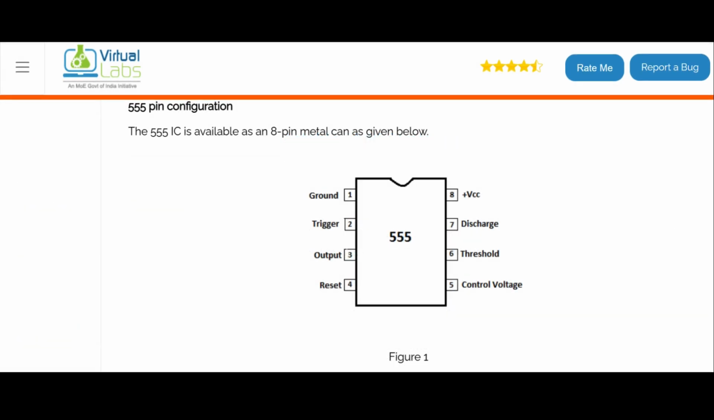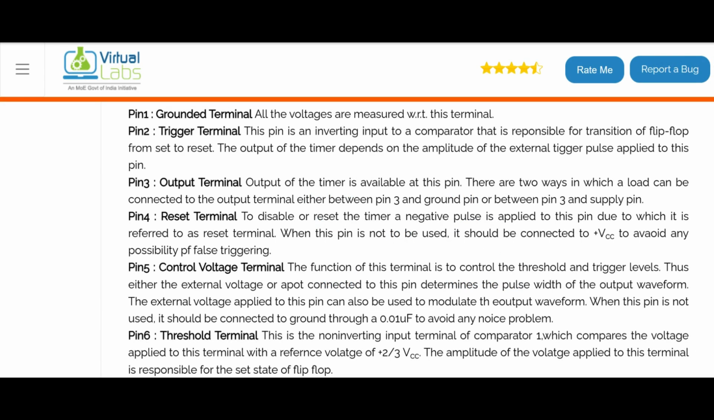555 pin configuration. The 555 IC is available as an 8-pin metal can as given below. Pin 1, grounded terminal. All the voltages are measured WRT this terminal. Pin 2, trigger terminal. This pin is an inverting input to a comparator that is responsible for transition of flip-flop from set to reset. The output of the timer depends on the amplitude of the external trigger pulse applied to this pin. Pin 3, output terminal.